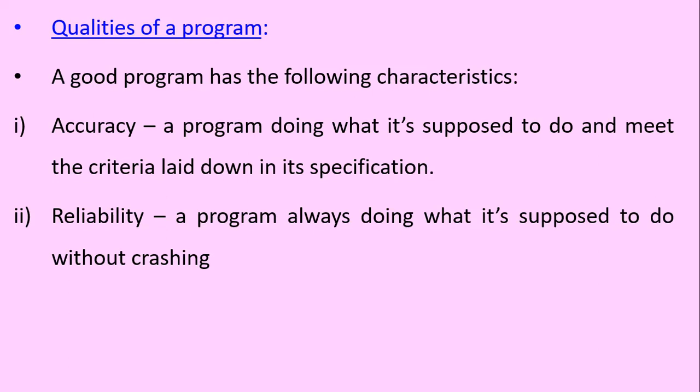I repeat, when we speak about reliability in relation to qualities of a program, we are simply saying that the program should always perform the intended task without failing or crashing. But when you talk about accuracy, we are saying that a program should always generate the intended results, or results that have no errors. That is correct output.